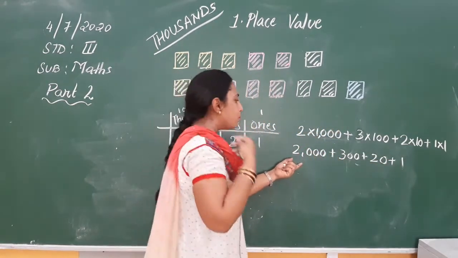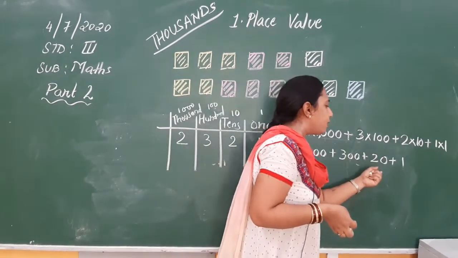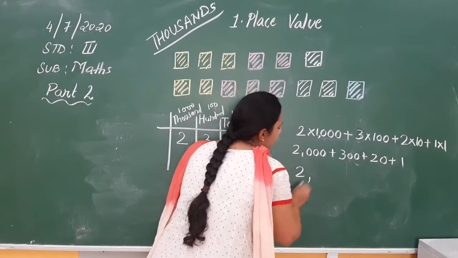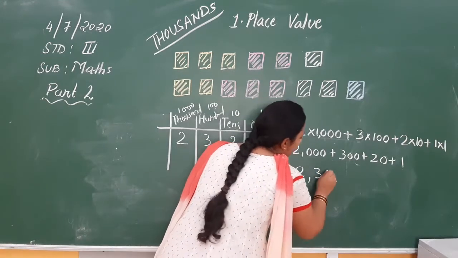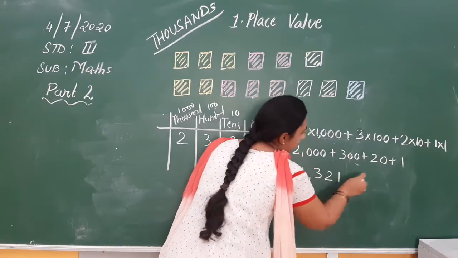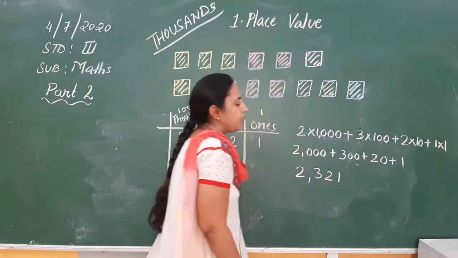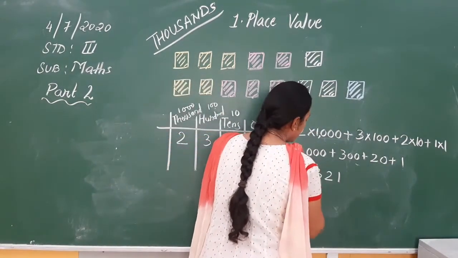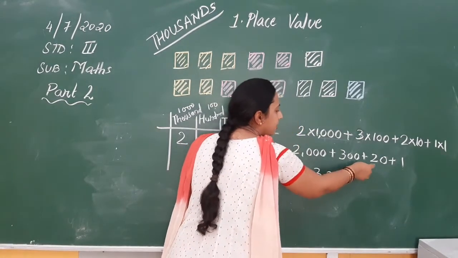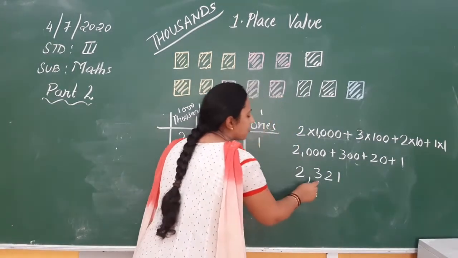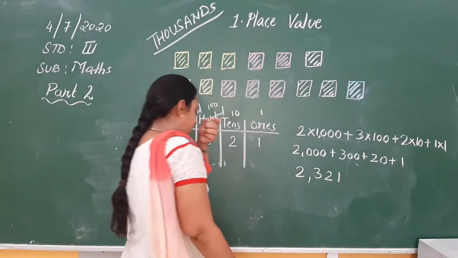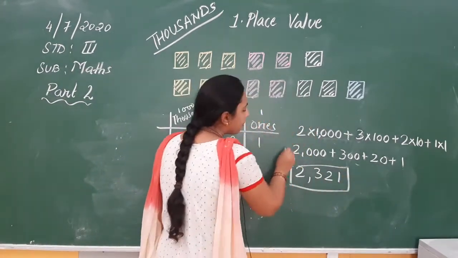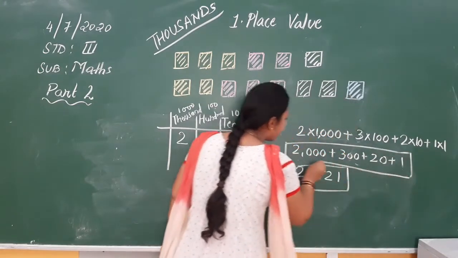Right? So 2320 plus 1. So we will get this as 2321. 20 plus 1, 21. Now 300 plus 21, 321. 2000 plus 300 plus 21 is 2321. So this is the numeral form, this is the expanded form.